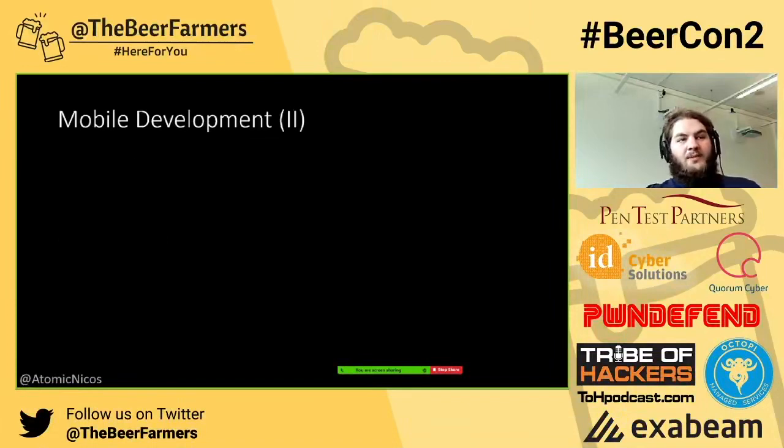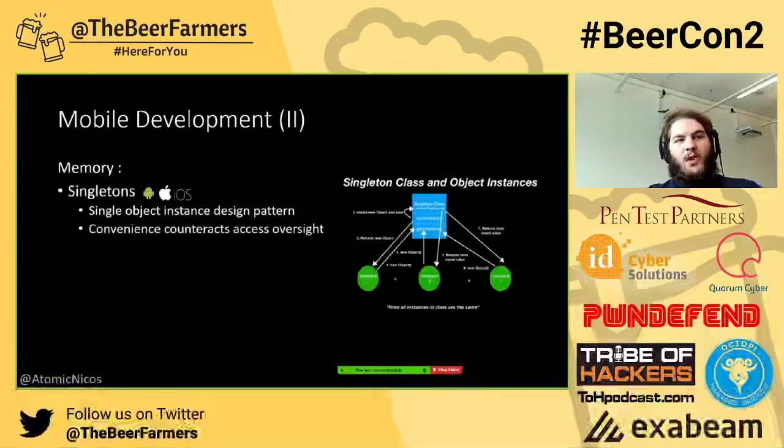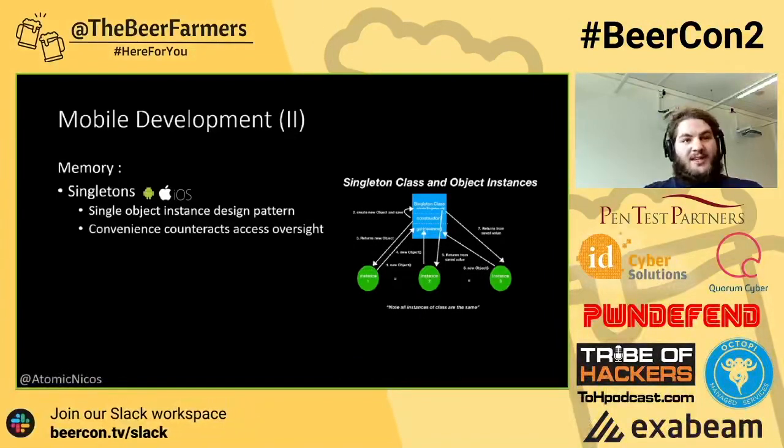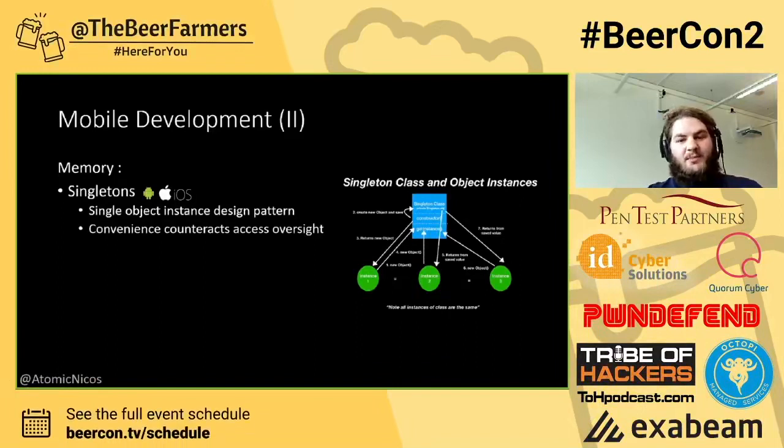In terms of memory management, you can use single object instance design patterns, which sounds like a complicated thing, but basically it means that one instance of an object, a container for data, is accessible at any moment from anywhere. Which is pretty convenient, but kind of limited in terms of access, because you don't know who is accessing your data, what part of your app is accessing your data.